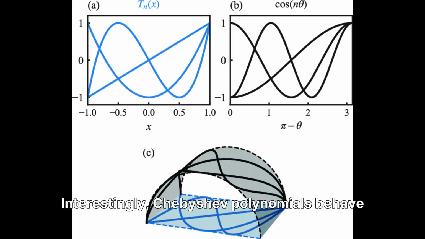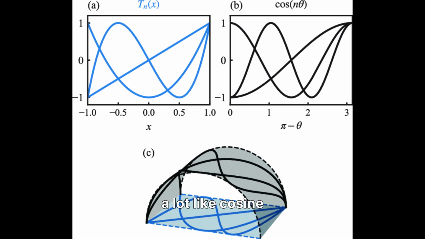Interestingly, Chebyshev polynomials behave a lot like cosine waves, but in polynomial form. This gives them a smooth, wave-like structure that works extremely well in applications involving oscillations or periodic patterns. What's surprising is that even though they are polynomials, they mimic the behavior of trigonometric functions in a way that preserves stability and reduces error. This connection to wave shapes is a big reason they show up in signal processing and spectral methods.